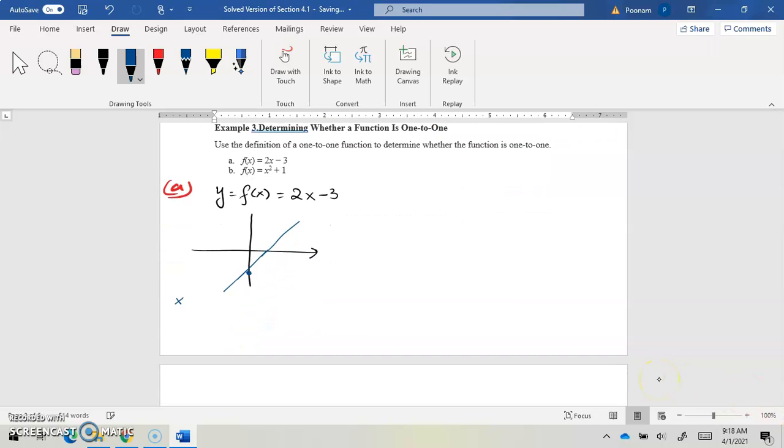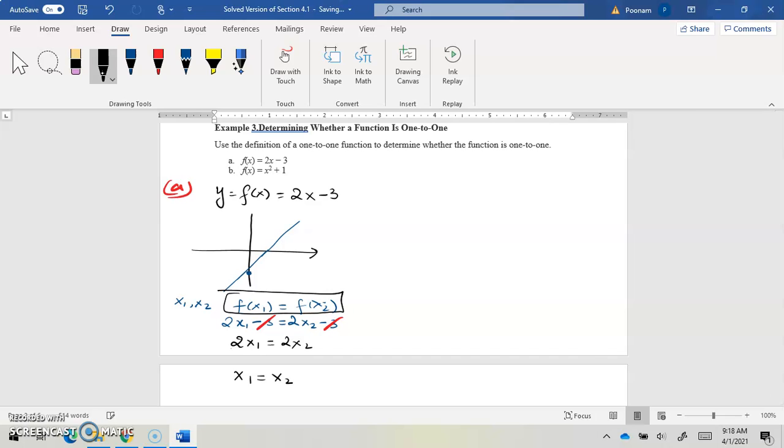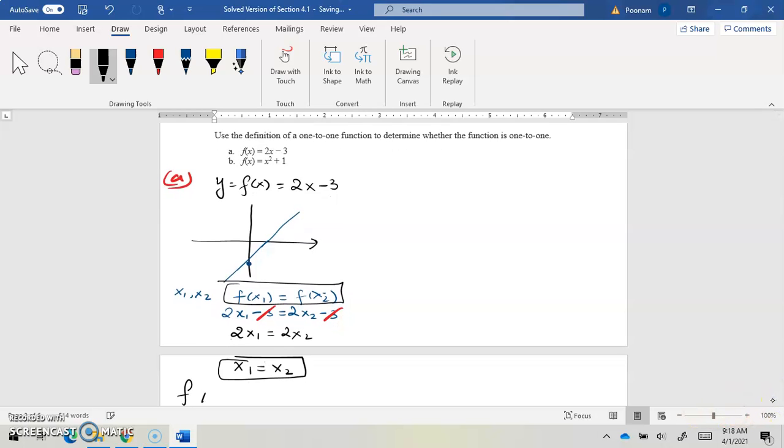Other ways, you take any two points. Let's say f of x1 is equal to f of x2. Okay, so that means 2 times x1 minus 3 is equal to 2 times x2 minus 3. So we can solve the equation, subtract 3 on both sides. We will be having 2x1 is equal to 2x2. We can divide both sides by 2 and that will give us x1 is equal to x2. That means whenever the images are same, then the variables are same too. That means that proves that the function is one-to-one function.